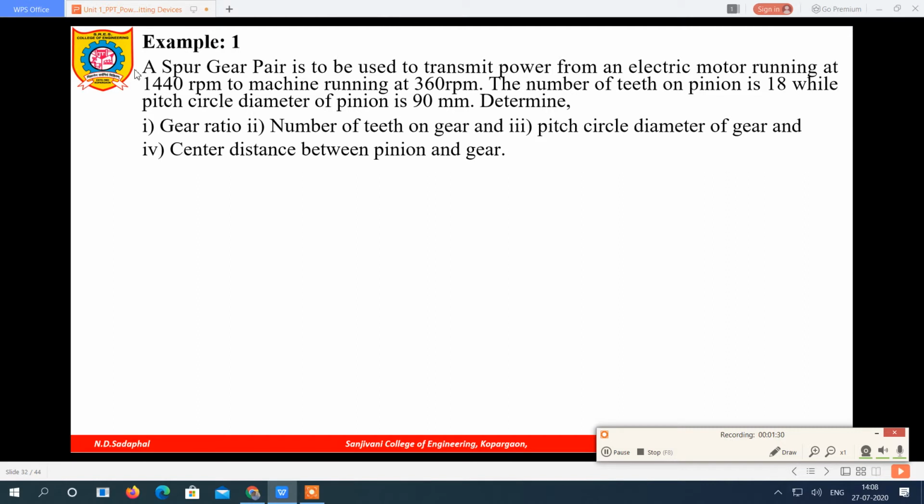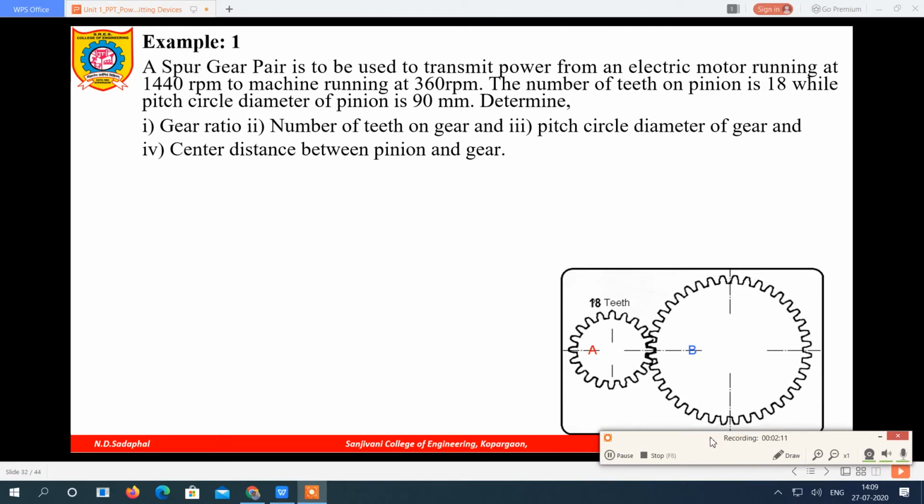Now this is the first numerical. If you read the statement: a spur gear pair is used to transmit power from an electric motor running at 1440 rpm to a machine running at 360 rpm. The number of teeth on the pinion is 18, while the pitch circle diameter of the pinion is 90 mm. Determine the gear ratio, the number of teeth on the gear, the pitch circle diameter of the gear, and the center distance between pinion and gear.